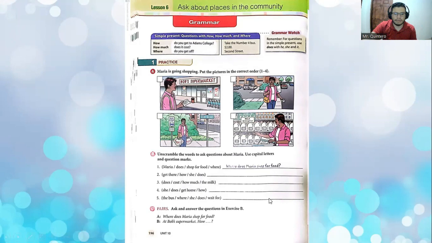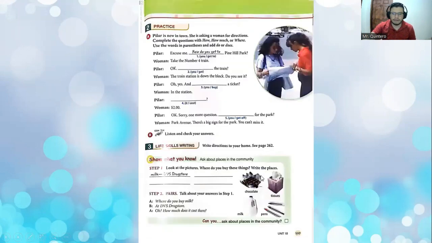You're gonna go completing them as they answer according to the exercise. For example, you say, where does Maria shop for food? At Bob's supermarket. How does, listen to me, how does Maria get there? ¿Cómo María llega ahí? How does Maria get there? By bus. ¿Ya? Practice.